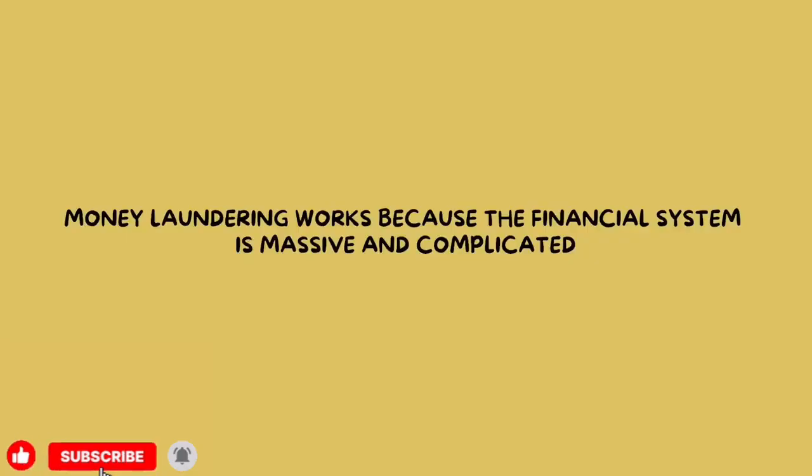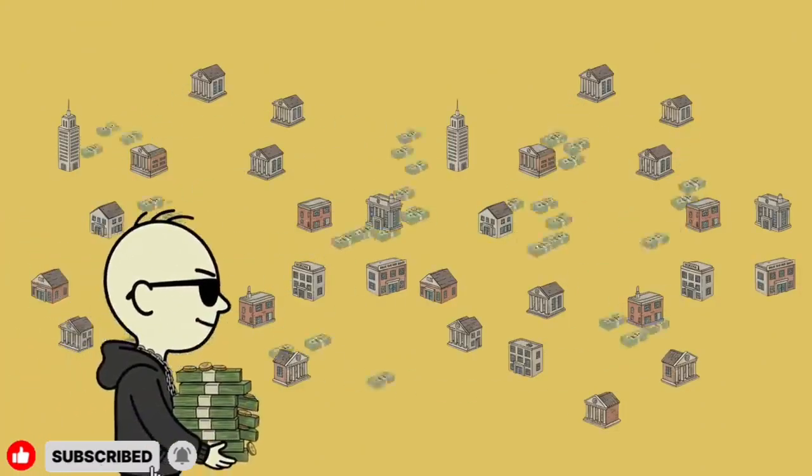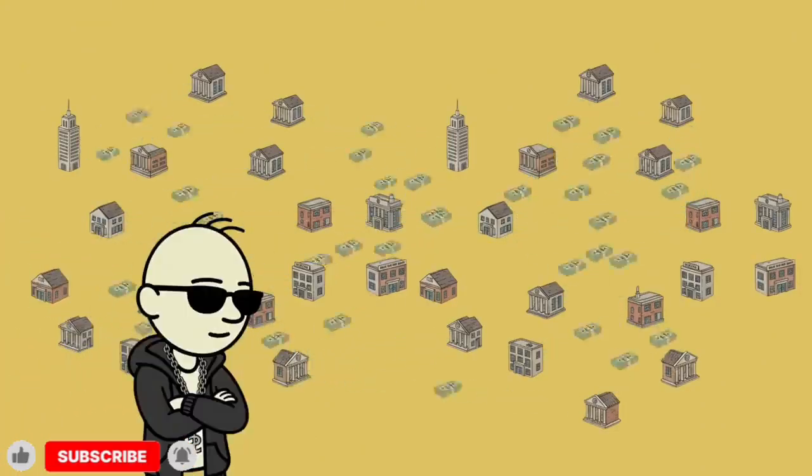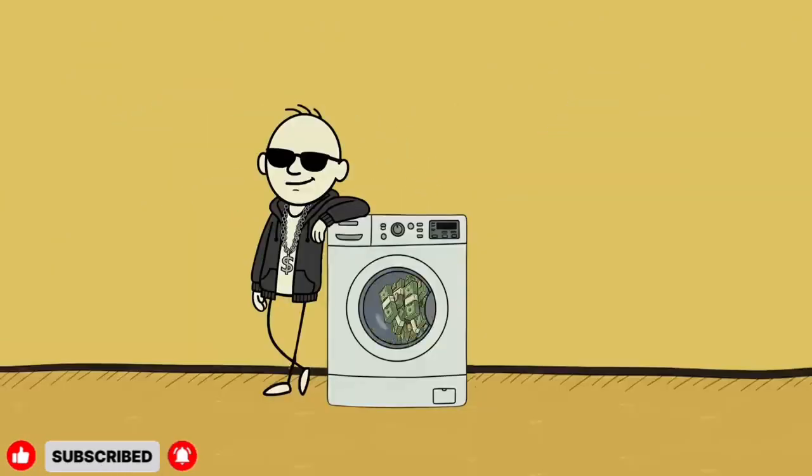Money laundering works because the financial system is massive and complicated. Millions of transactions happen daily, and most look normal. Hide your illegal cash inside that noise, and it disappears. Laundering doesn't hide the money, it hides the crime.